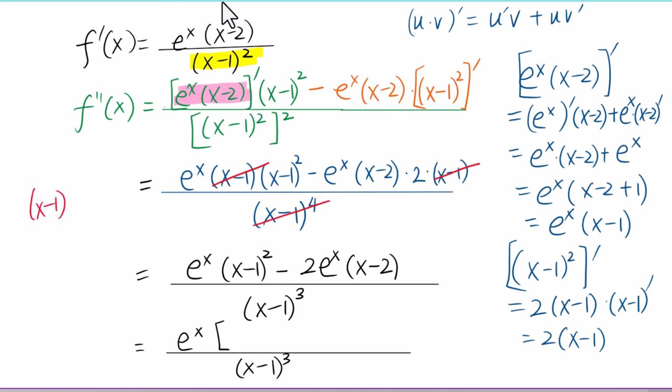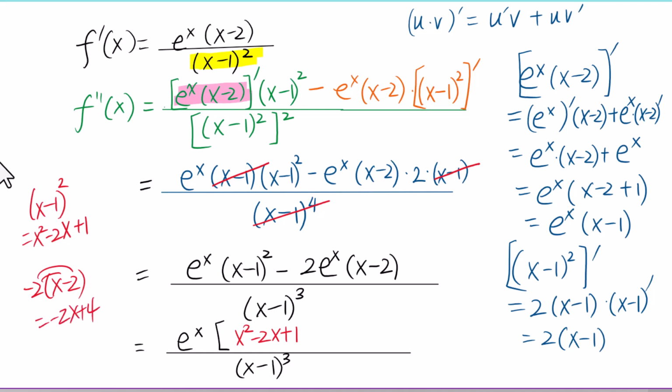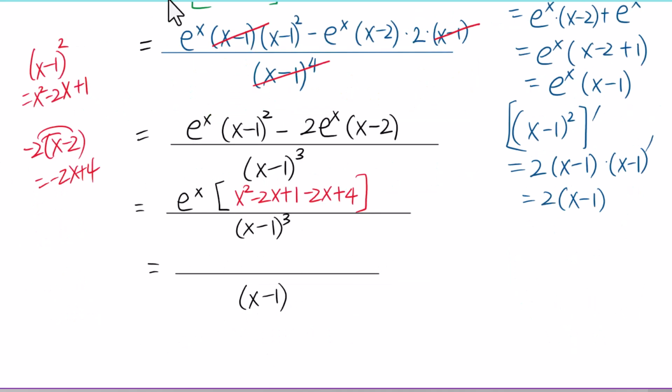(x minus 1) squared equals x squared minus 2x plus 1. x squared minus 2x plus 1. 2 times (x minus 2) is 2x minus 4, so minus 2x plus 4. Over (x minus 1) to the 3rd power, e to the x power. Simplify: x squared minus 4x plus 5.